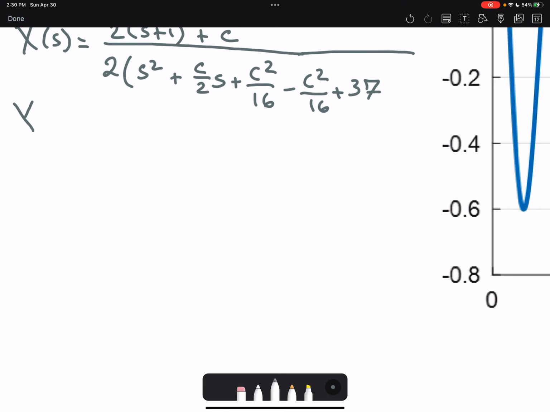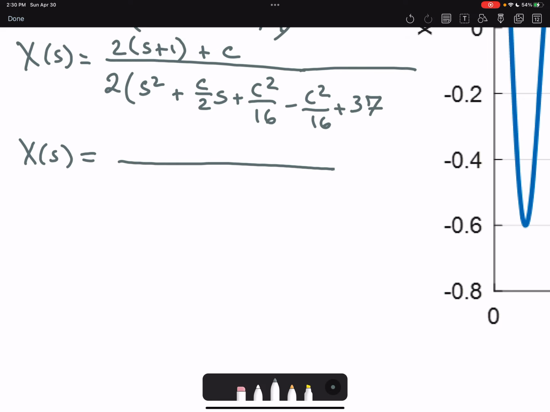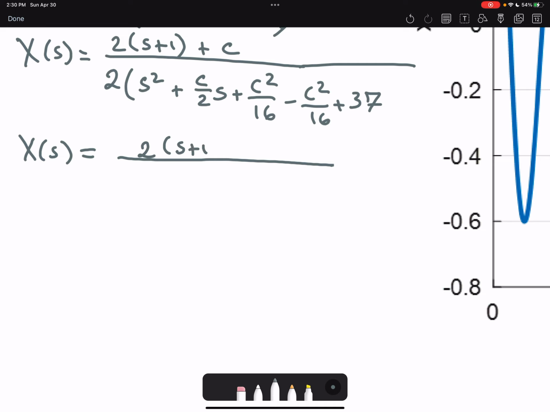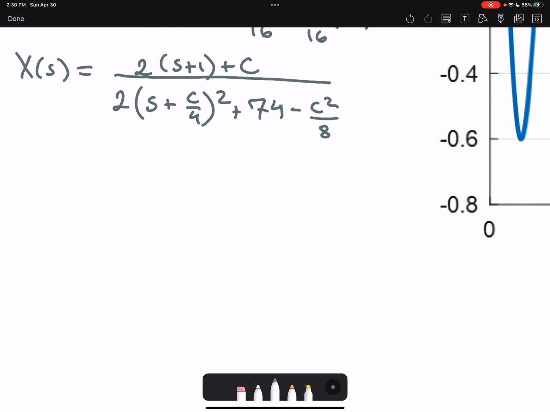Now that we have this, what are we going to do? Well, let me make some more space. Right here, we're going to have 2 times s plus 1 plus c. 2 times, we can group this as s plus c over 4 squared. Then remember to distribute the 2, and we get plus 74 minus c squared over 8.